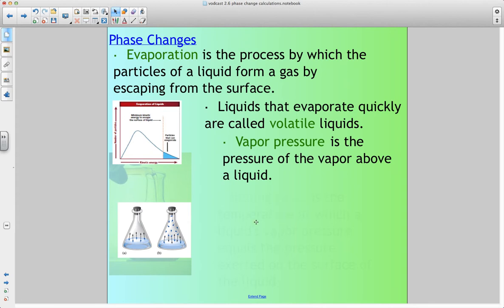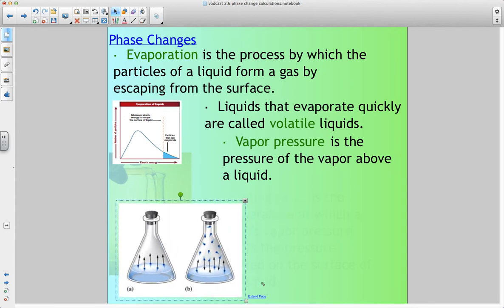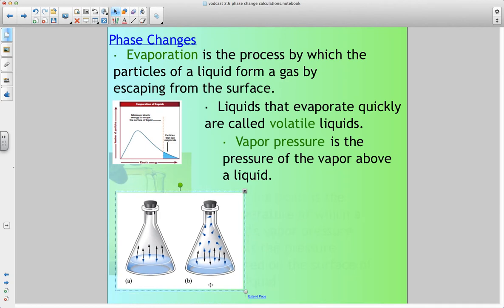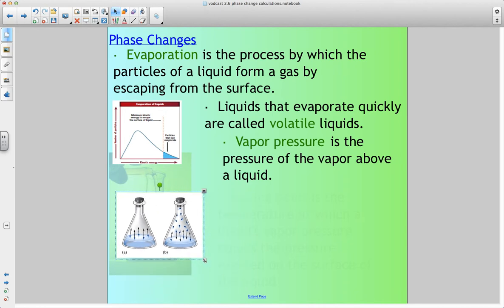Now, vapor pressure is the pressure of the vapor above a liquid. An example of that, let's go back to this diagram here. This is heating up, and as these particles are colliding off the little flask here, it's creating pressure. So this is the vapor pressure above the liquid right here. And notice that it's being trapped right now with a cork or a stopper.